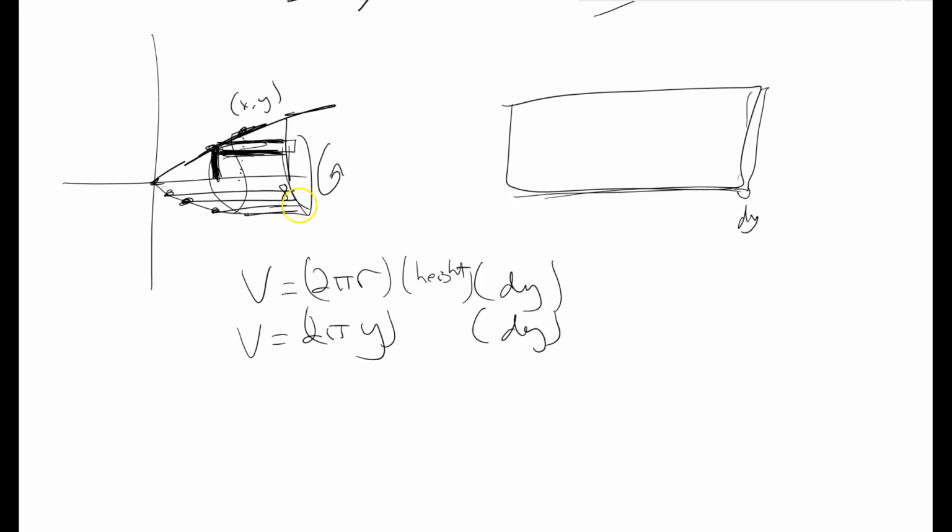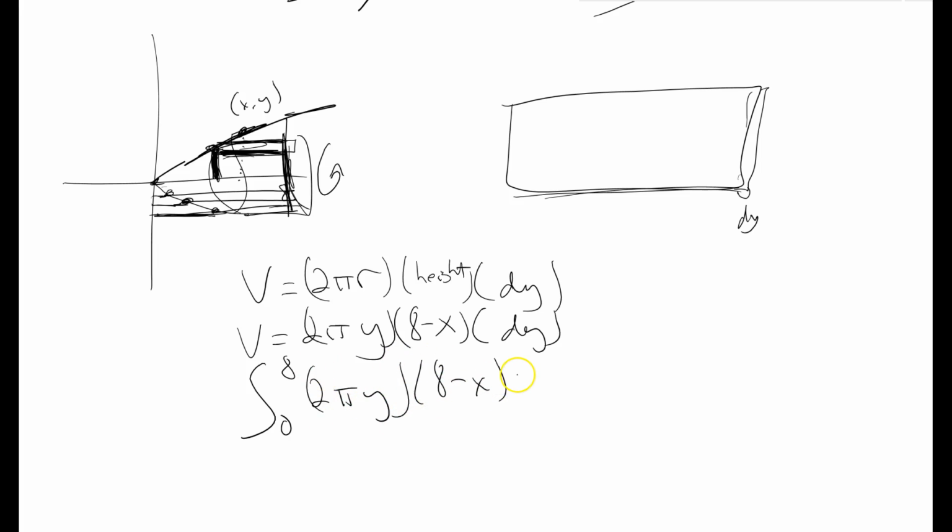Well, what do they all have in common? They're all going from 8, and then they're subtracting this distance right here, which is this x. So at any given moment, it's this length minus this distance, which is the x value. So I'm going to put that 8 minus x. Okay, so that's the integral we're going to use. Integral from 0 to 8, 2 pi y, 8 minus x, dy.